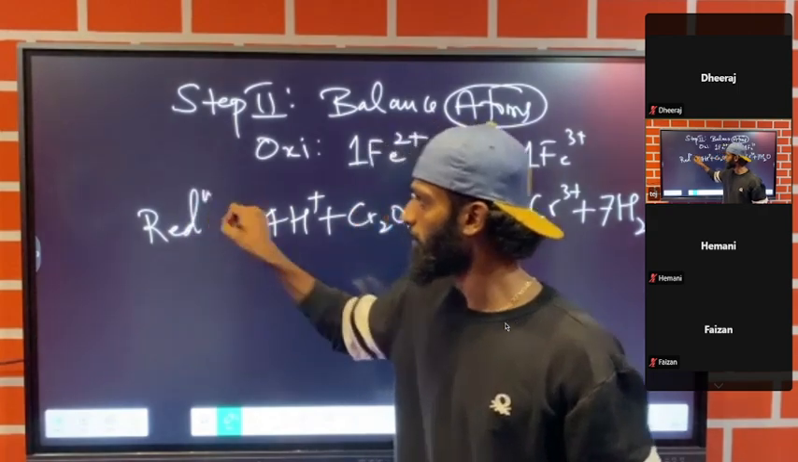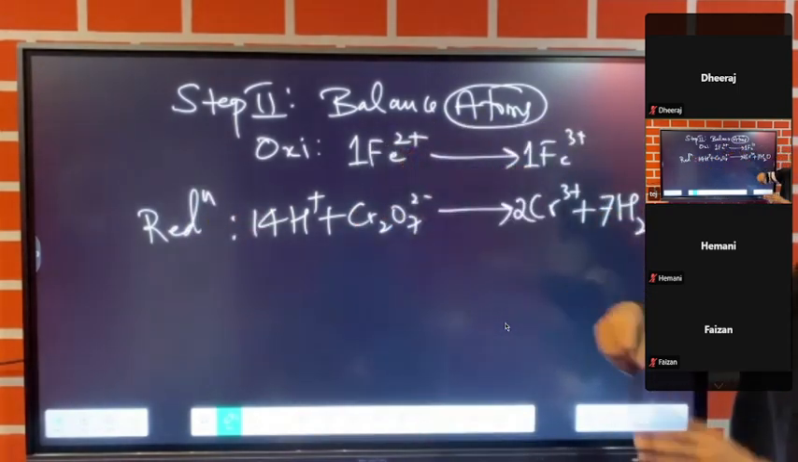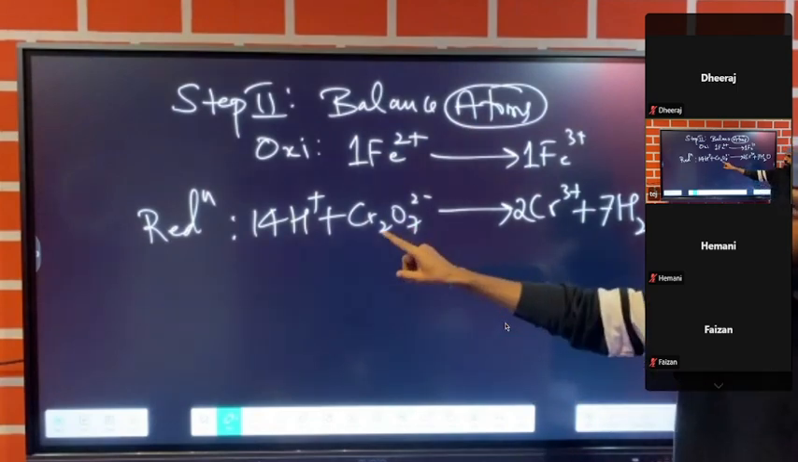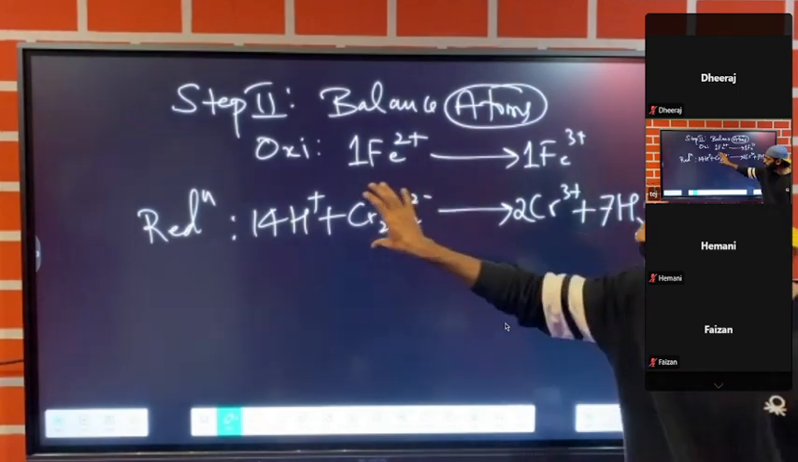Reduction half. I'll repeat the whole thing again. Oxidation half, 1 Fe, 1 Fe. I am trying to balance only the atoms. Okay. Reduction half, Cr2O7 was there.